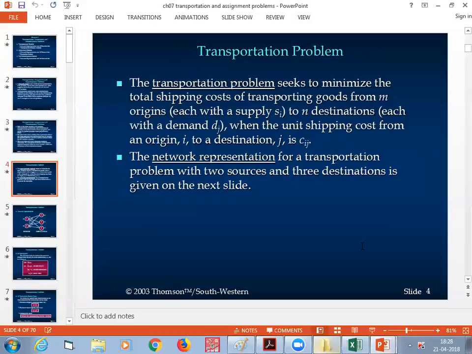Each origin has a fixed amount of supply, each destination has a fixed demand. And the cost of shipping 1 unit, these are what are called unit transportation costs. The cost of shipping 1 unit from origin i to destination j is Cij. So these values are known to us. We know the amount of supplies available at the different supply points. The demand requirements are also known. We want to find the way of shipping this at minimum total cost.